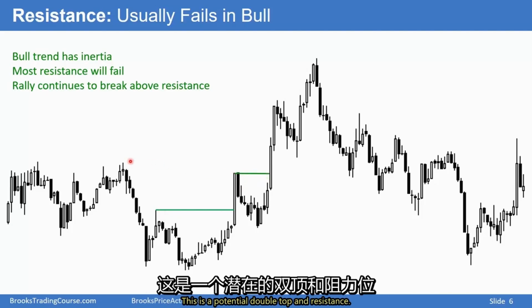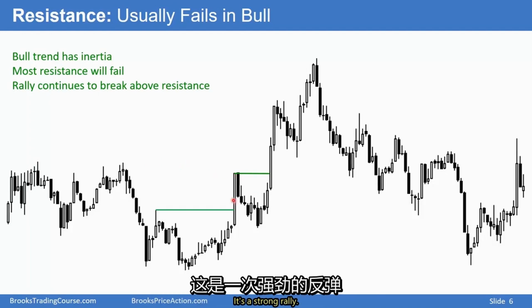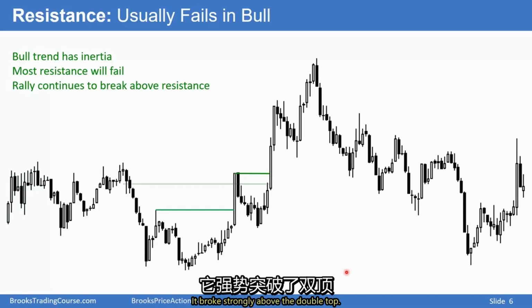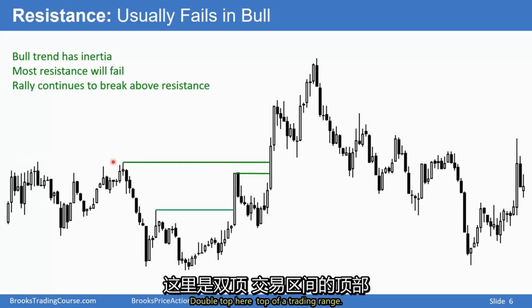This is a potential double top and resistance. It's a strong rally. The market totally ignored that resistance. It broke strongly above the double top. It broke strongly above the trading range. We had a double top here, top of a trading range.